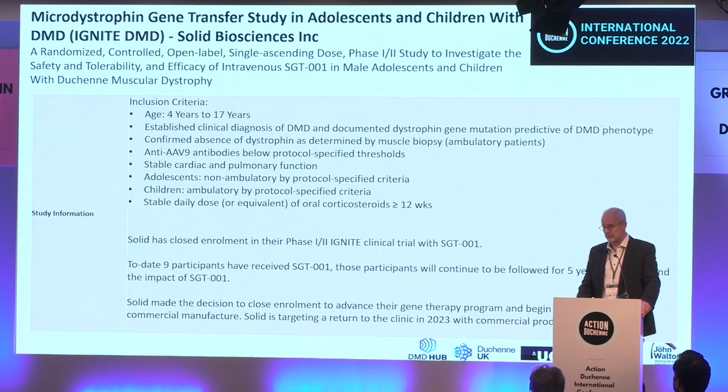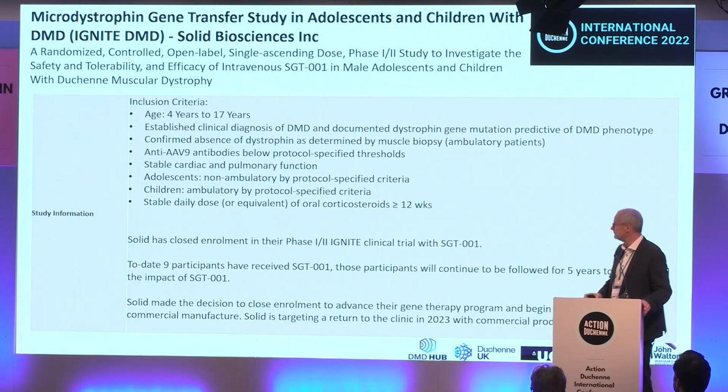Now, the other one is the IGNITE DMD study, and many of you will have heard about this. This is from Solid Biosciences, and it's a trial that we thought would also come to the UK. The inclusion criteria are 4 to 17, so it's a lot broader than some of the other gene therapy studies. In contrast to the Genethon study here, it's an AAV9 vector that is used to deliver the gene.